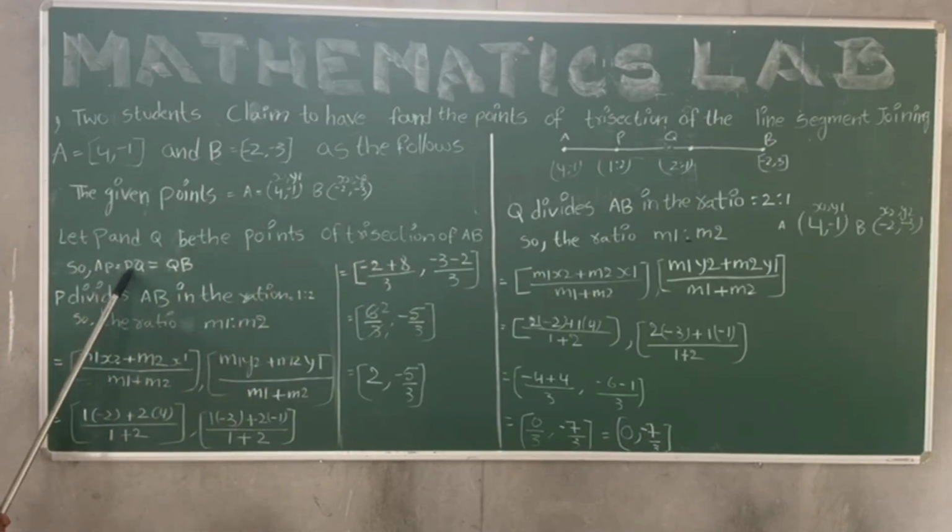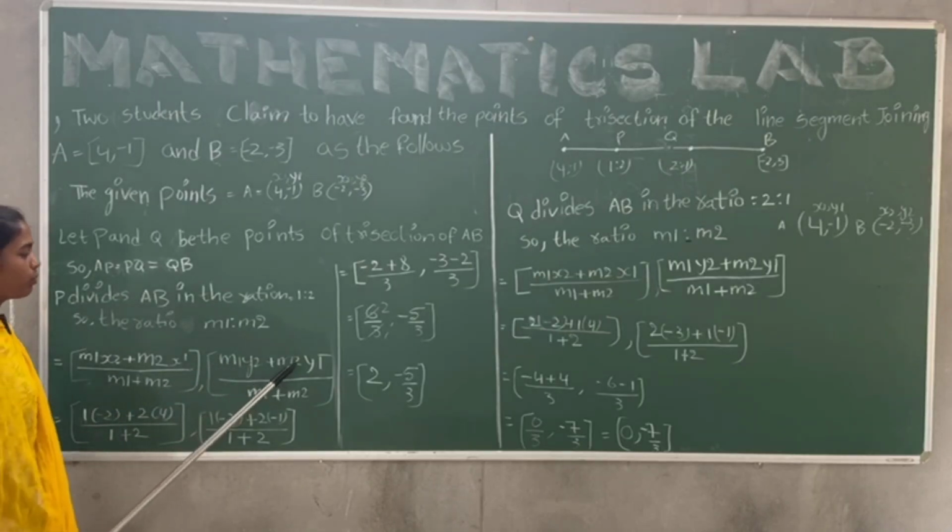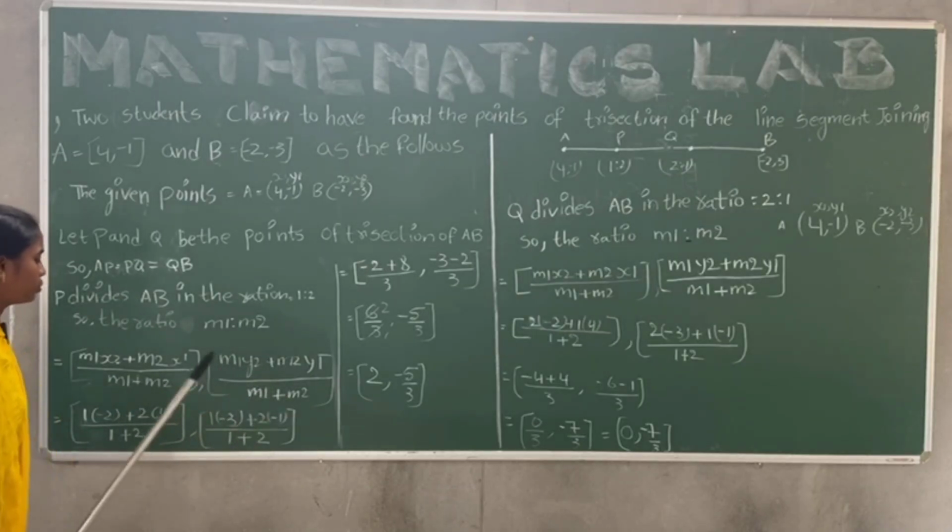So AP equal to PQ equal to QB. P divides AB in the ratio 1 is to 2. So their ratio m1 is to m2. The formula: m1 x2 plus m2 x1 by m1 plus m2, m1 y2 plus m2 y1 by m1 plus m2.